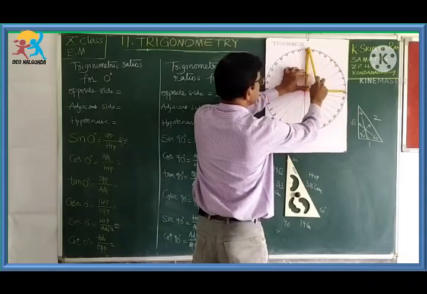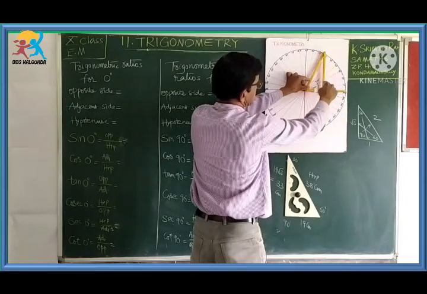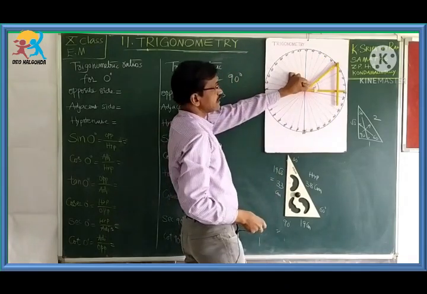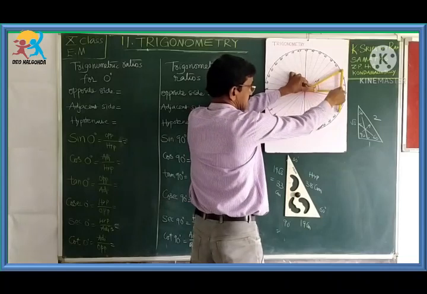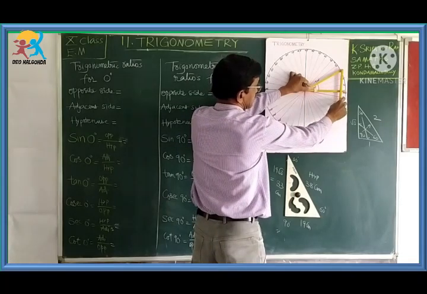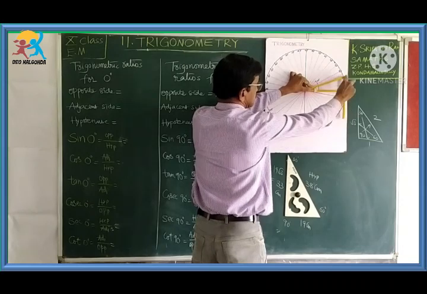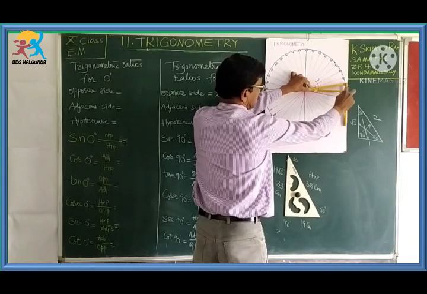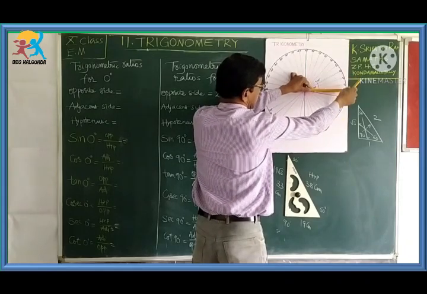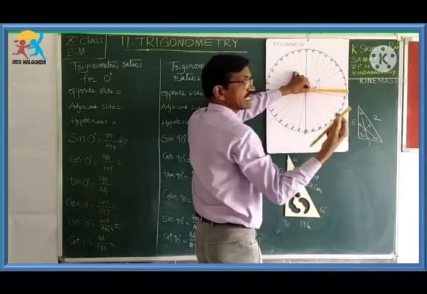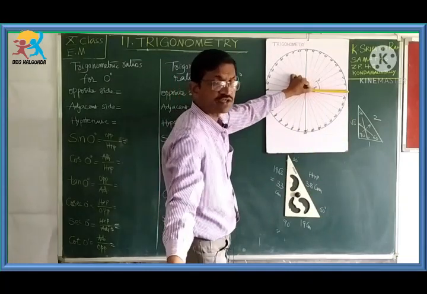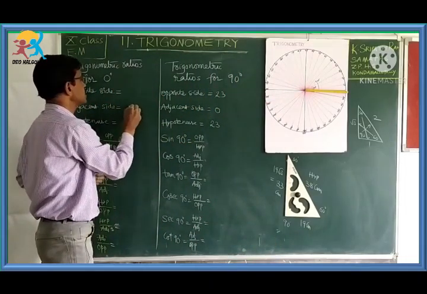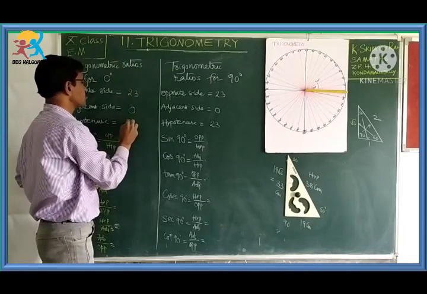If I decrease the angle slowly, the opposite side decreases and the adjacent side increases. See here, if I decrease the angle, the opposite side decreases and the adjacent side increases. Compare with the previous positions: this is the opposite side, this is the adjacent side. At last, at 0 degrees there is no adjacent side. That means at 0 degrees the adjacent side is 0 and the opposite side is equal to the hypotenuse.